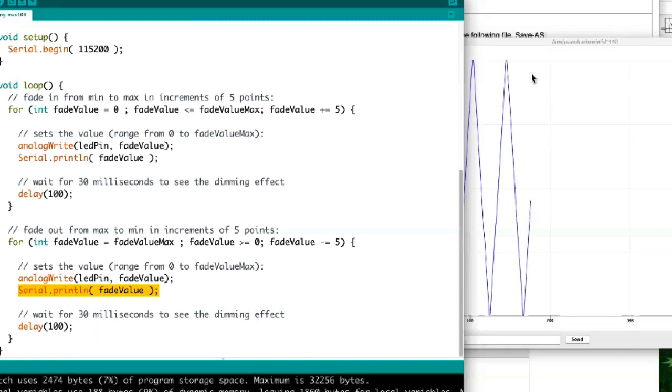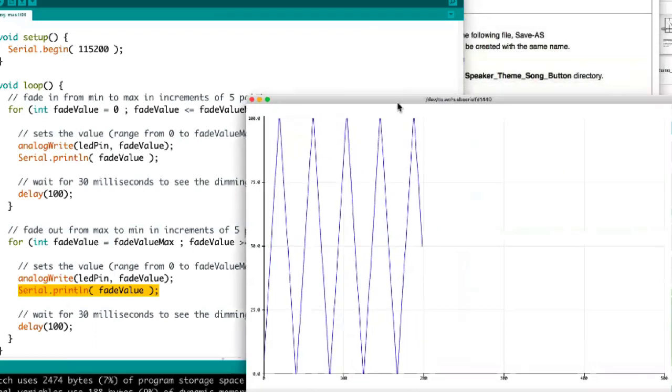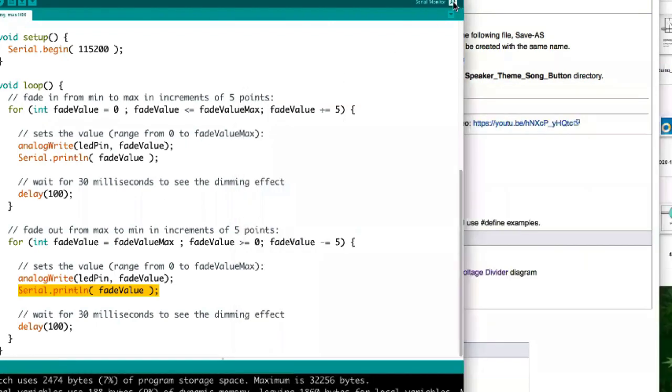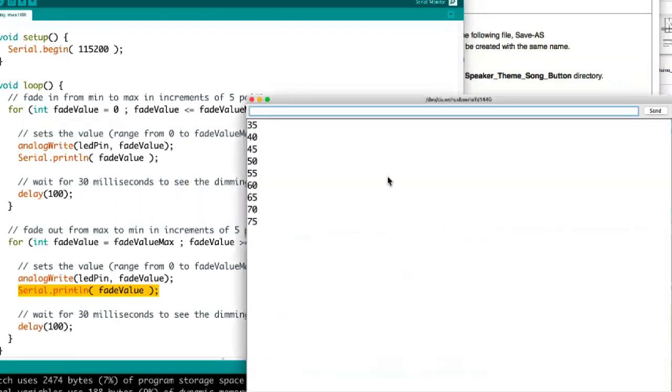And the plotter, I mean, the Arduino IDE plotter, is intelligent. When it sees the number, the plotter will just plot the value. So this is the internal value. If you look at the monitor itself, it's just a whole bunch of numbers.